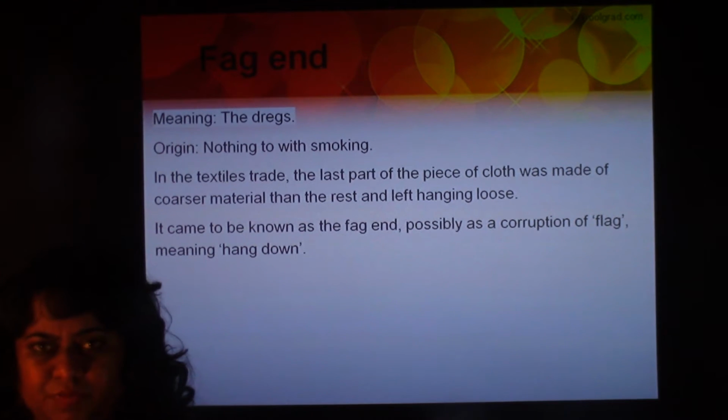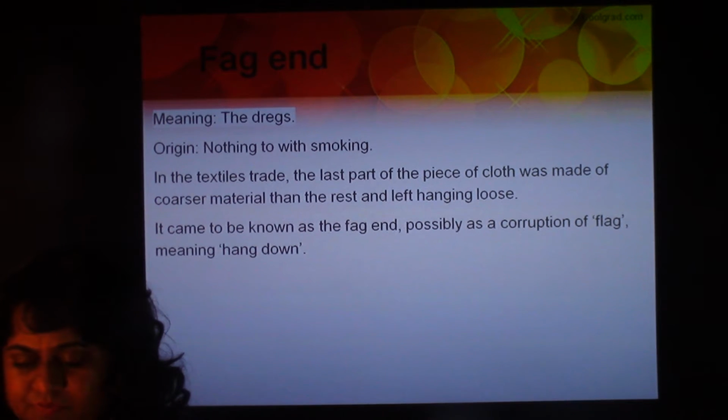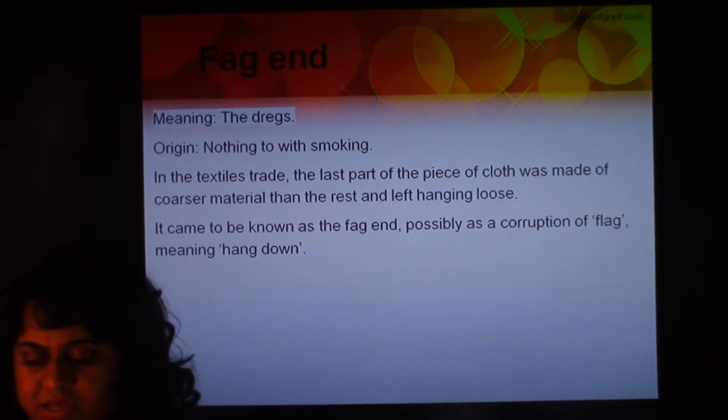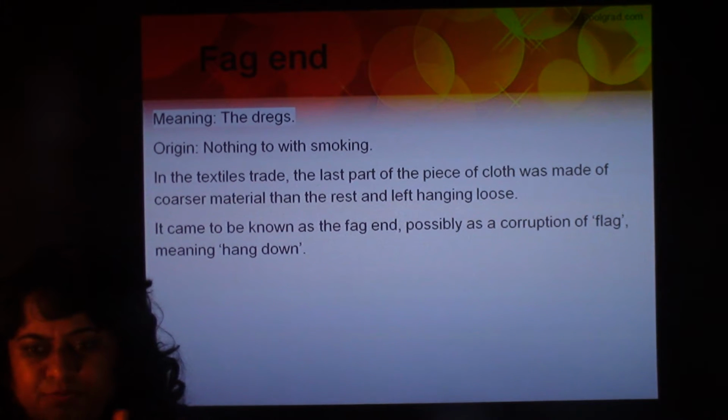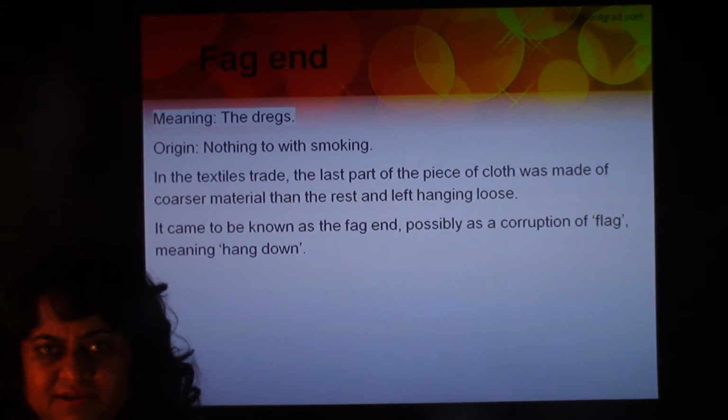So the rest of the cloth would be rolled up or draped up, and the part that was hanging loose came to be known as the fag end. It probably is a corruption of flag, which means to hang down. So the last part would be left hanging down, and the rest of it would be rolled up. The flag end was the part let down, and then it got corrupted and became the fag end. The fag end means the very dead end. That's what it means.